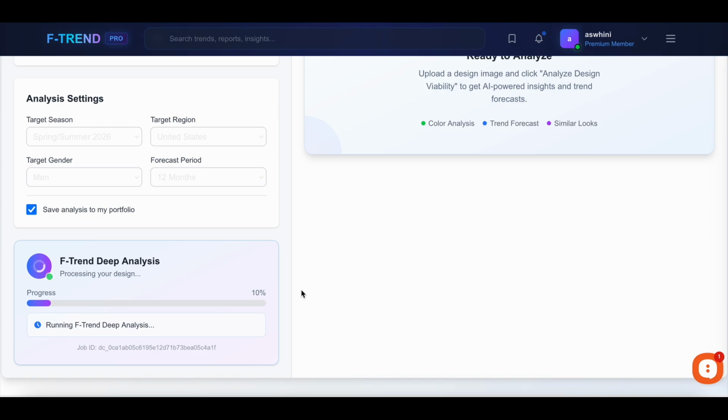So once that visual input is loaded, the user has to define the context for the analysis. Why is this configuration step so critical? This is where the AI gets its marching orders. It's what turns general trend data into highly specific, usable market intelligence. So you have to select certain parameters. Several crucial ones, yes. You have to define the target market. Are we looking at mass market or luxury? The specific season, the geographical region. Gender segment, I'm assuming. Gender and the specific forecast duration.